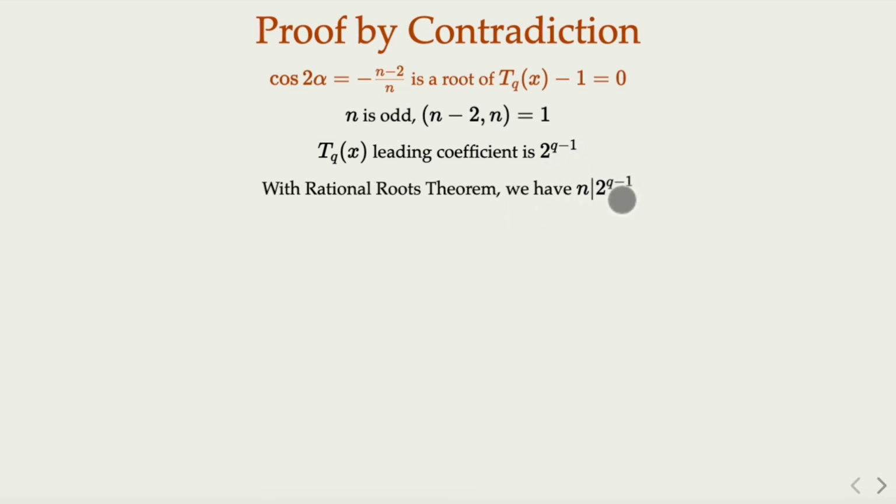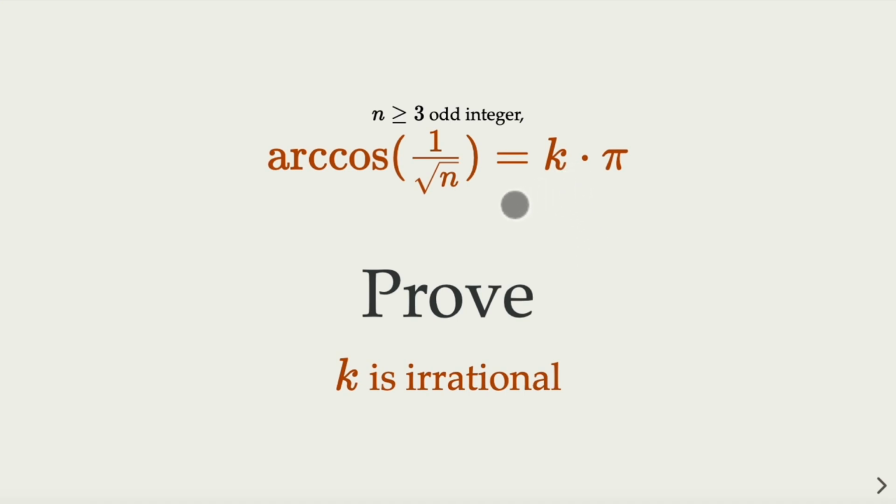However, that's not possible because the only prime factor here is 2, but n is an odd number greater than or equal to 3. That's a contradiction right there, which means our original assumption is false, that is, the ratio is irrational. So we have the proof, using proof by contradiction, we conclude that arccosine of 1 over square root of n cannot be a rational multiple of pi. For example, 1 over square root of 3, square root of 5, and so on and so forth, must be irrational multiples of pi.